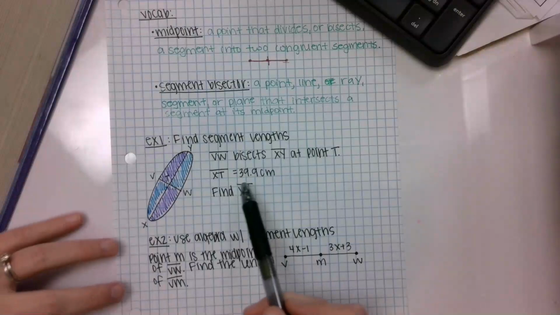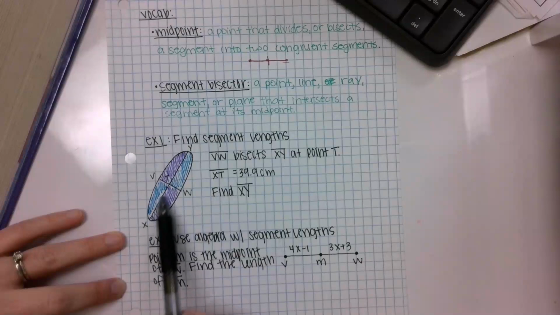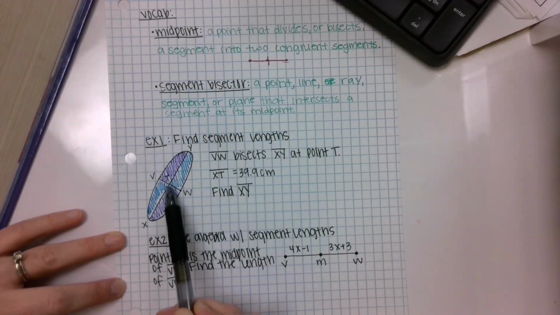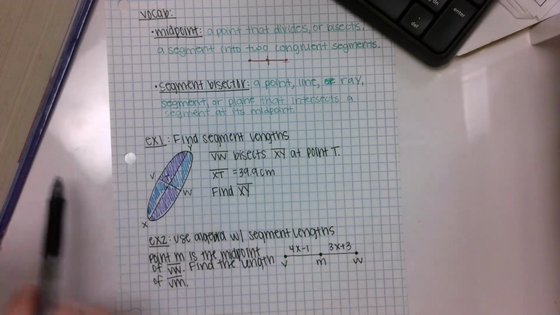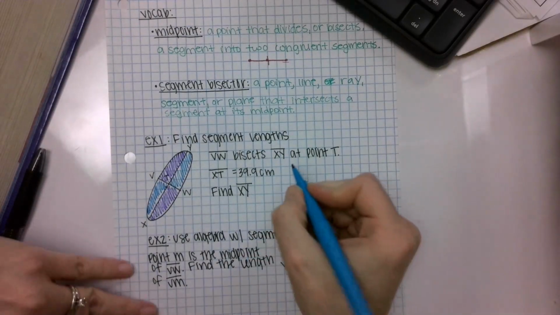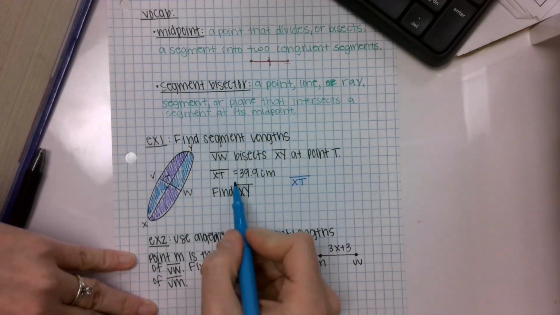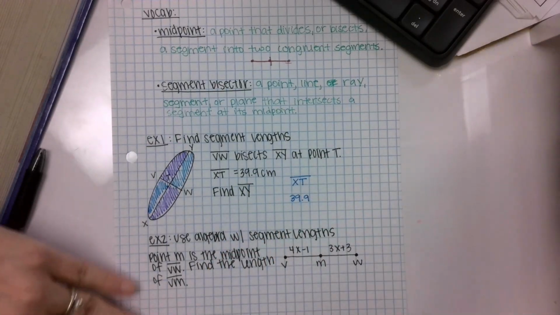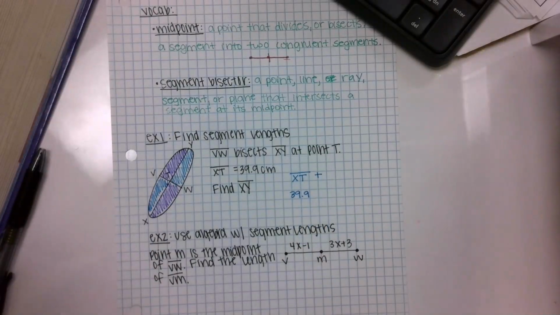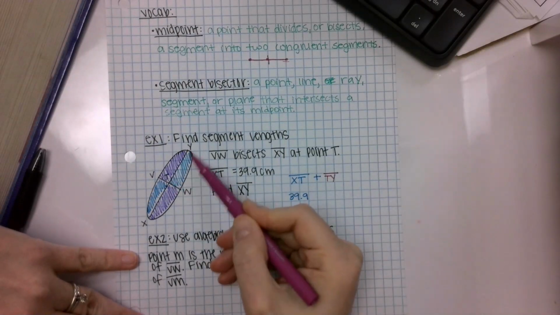It also tells us that XT is 39.9 centimeters. So from X to T, this is 39.9. We are supposed to find the entire length of XY. So I'm going to put XT, which it tells me is 39.9, and I'm going to add that to TY, which is the other half of this.